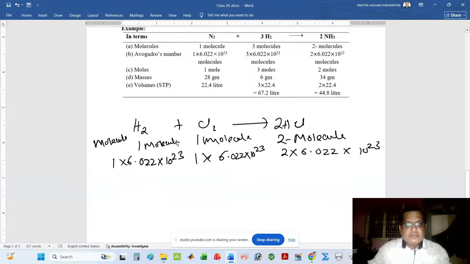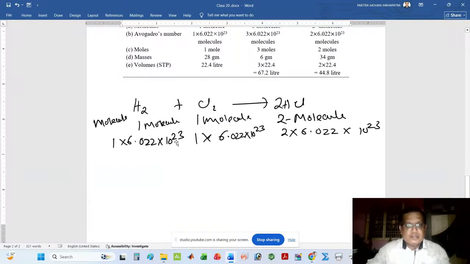Next, in terms of moles, I can write here 1 mole. Next, this is also 1 mole, and this is 2 moles.